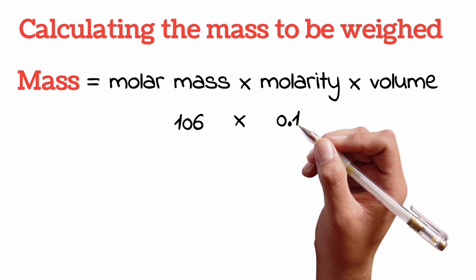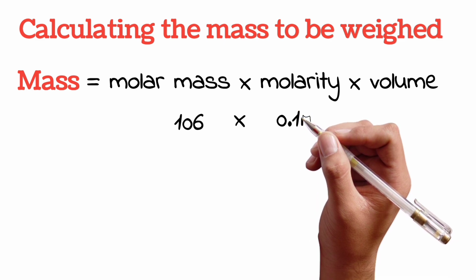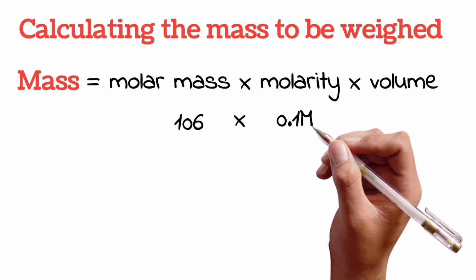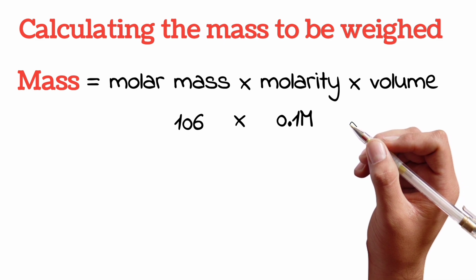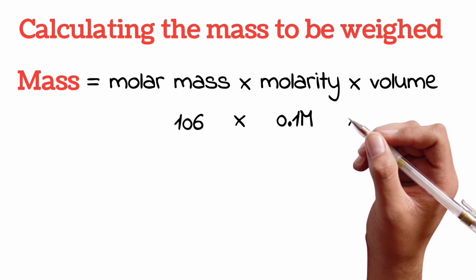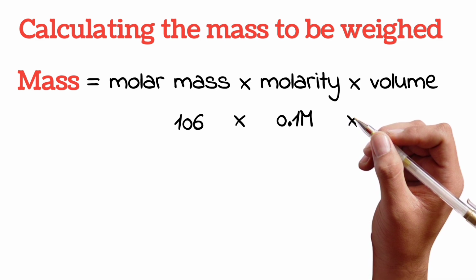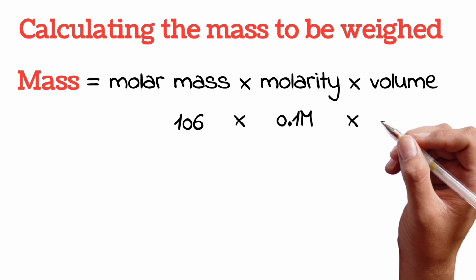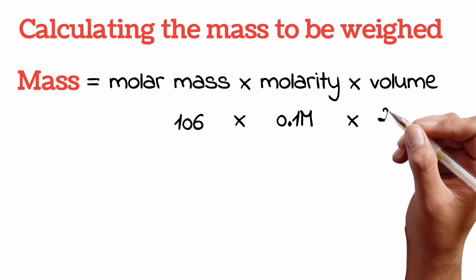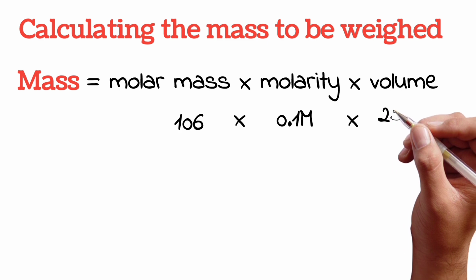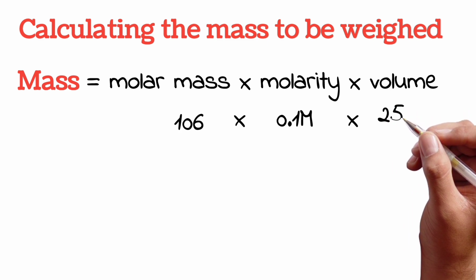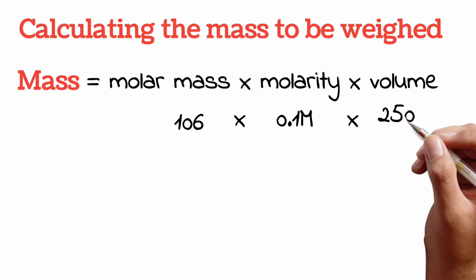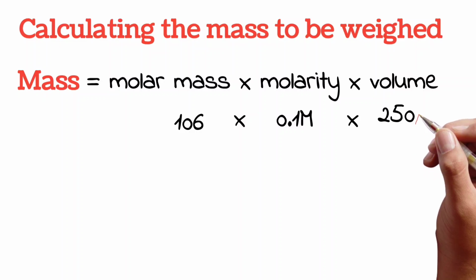use the formula mass is equal to molar mass times molarity times volume. And the molar mass of sodium carbonate, when we calculate it, is going to give us 106. The molarity we are asked to prepare, or the concentration, is 0.1 molar. And the volume of the flask we are using is 250 cm cube.